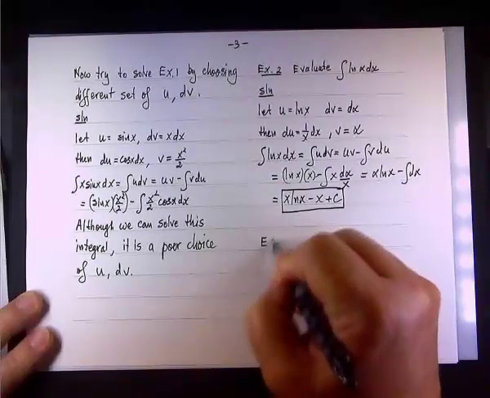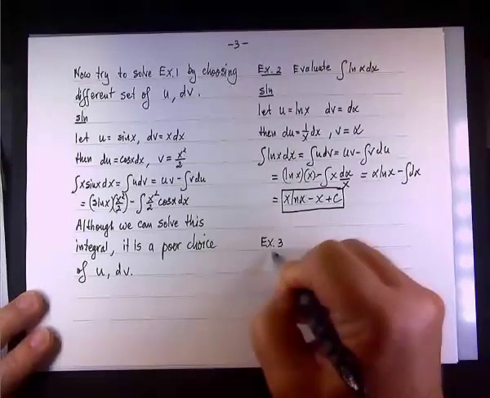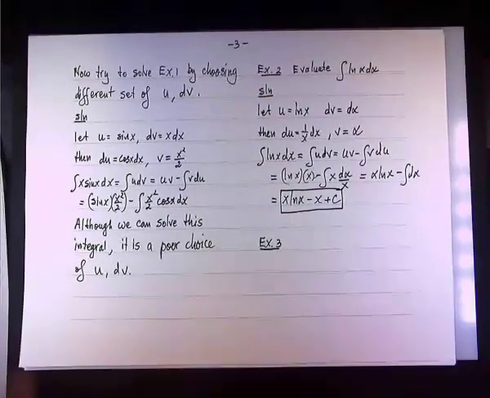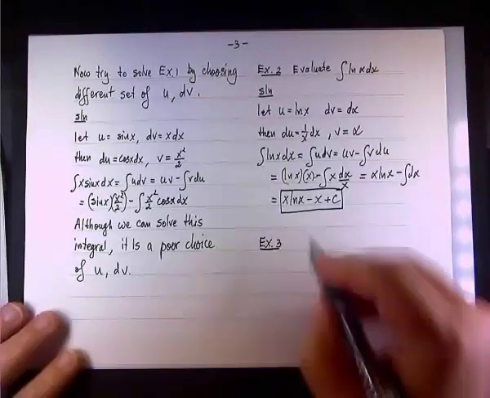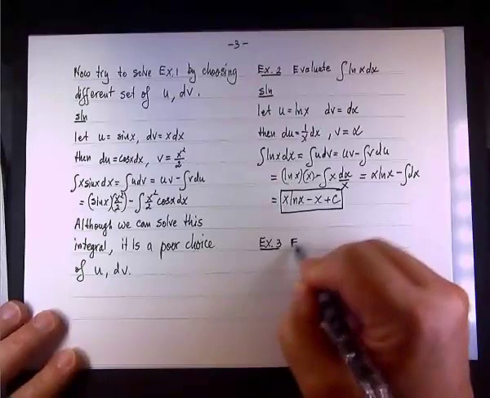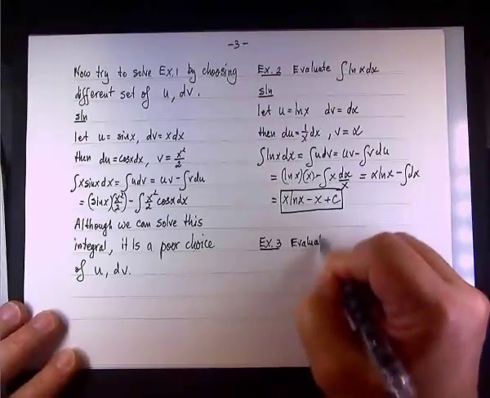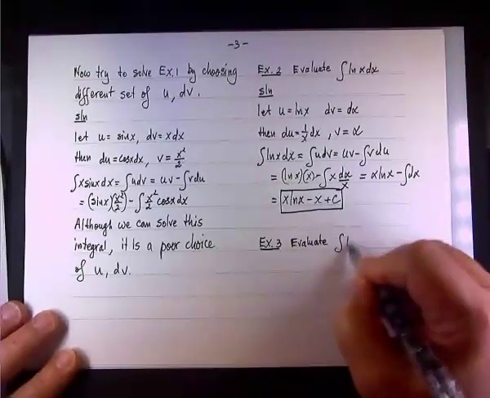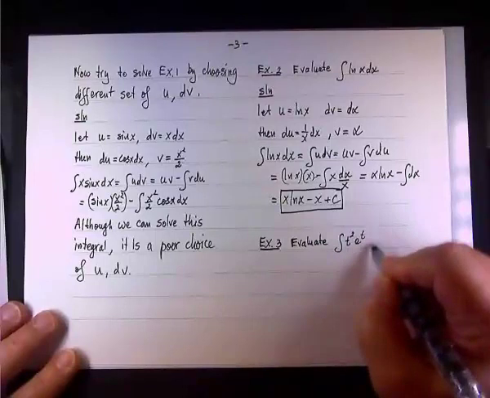In the next example, the choice of dv will also be very clear, and this will ultimately lead you to how to choose dv. Okay, so let's see. We need to evaluate the following function: the integral of t squared e to the t dt.